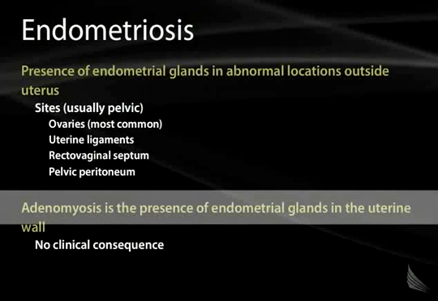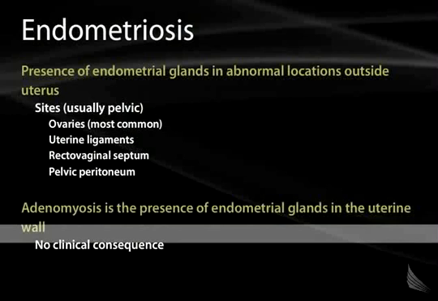Adenomyosis is the presence of endometrial glands within the uterine wall, and is generally thought not to be of any clinical consequence, other than that the pathologist must determine whether this is adenomyosis versus an invasive endometrial carcinoma. Endometriosis is noted for causing pain, and the islands outside the uterus will cycle as the endometrial lining within the uterus cycles as well.